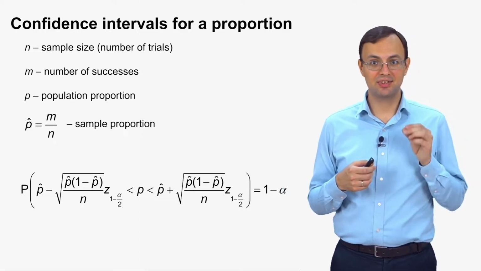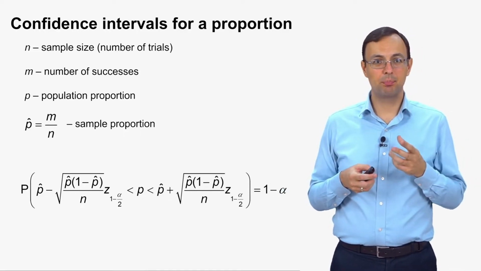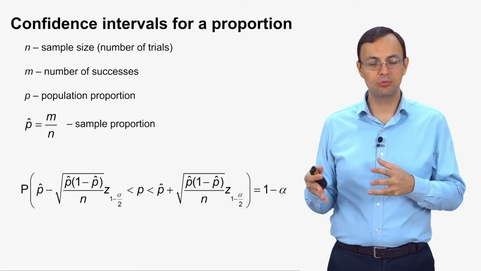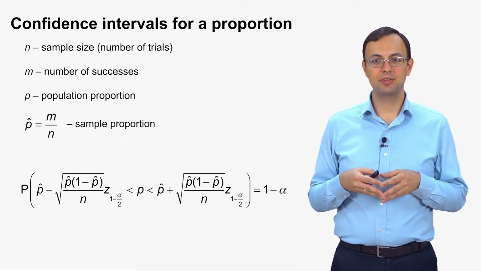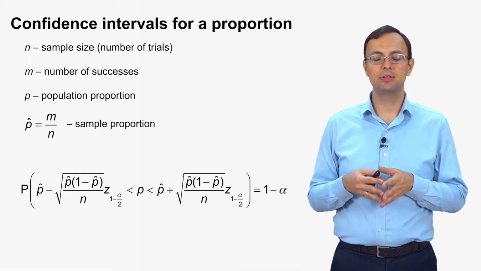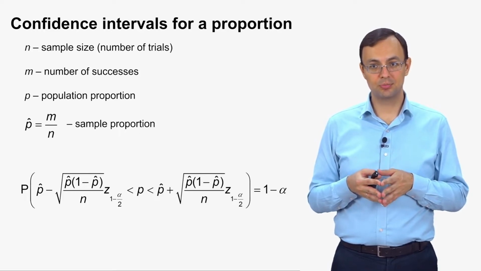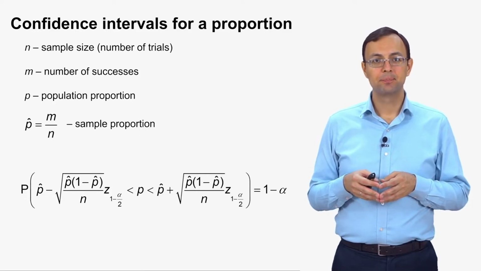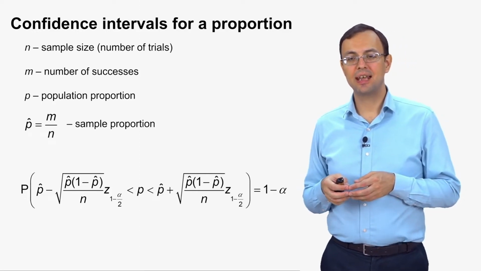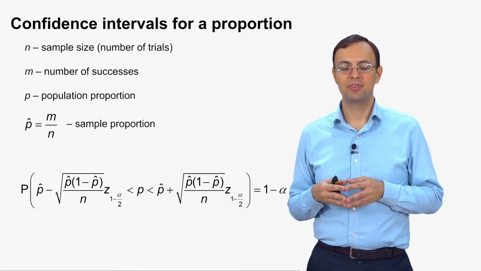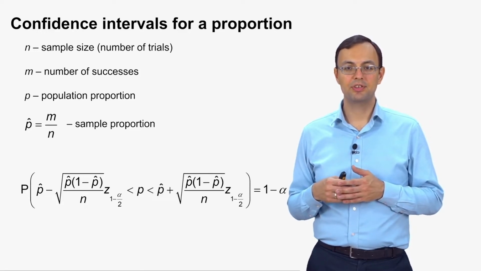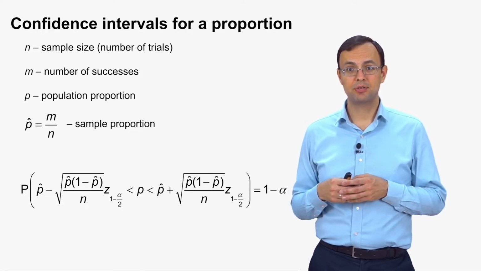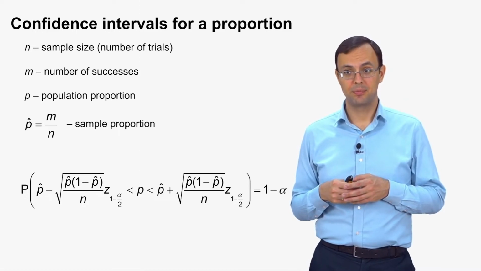So p hat is a sample proportion. This is a point estimator, as you know, of the unknown population proportion. And the formula of the confidence interval is given. Here you use quantiles of the standard normal distribution. So Z is a quantile of a normal distribution, and instead of the sample variance, you have this expression, p hat times 1 minus p hat divided by m.